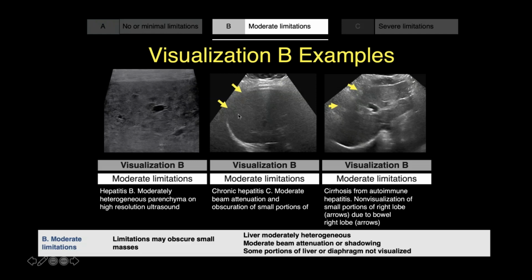The second example is a patient with chronic hepatitis C. There's some beam attenuation here, but we're still seeing the majority of the diaphragm. And we are starting to lose a little bit of the dome here, so there are some moderate limitations. And then this final example of a patient with moderate limitations where we're starting to not see really small portions of the right lobe of the liver because of bowel that happens to be in that location.